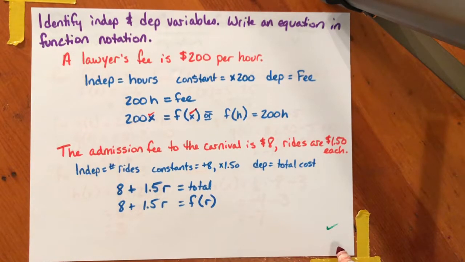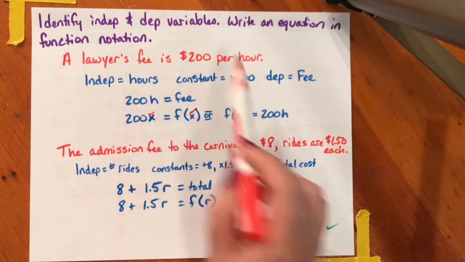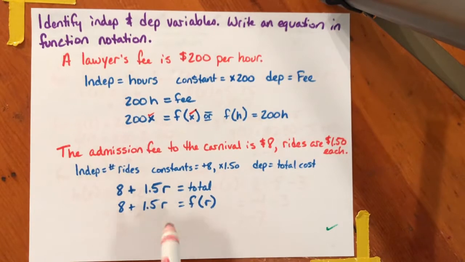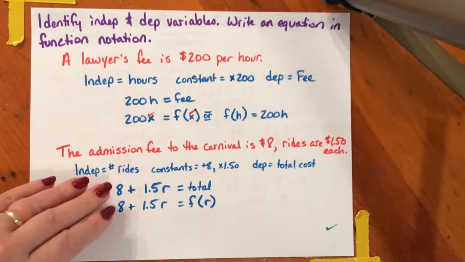You've got two sets of Check It Outs. Numbers 2a and 2b just ask you to identify the variables, and 3a and 3b ask you to identify the variables and write the equations. So please push pause here and come back when you're done.